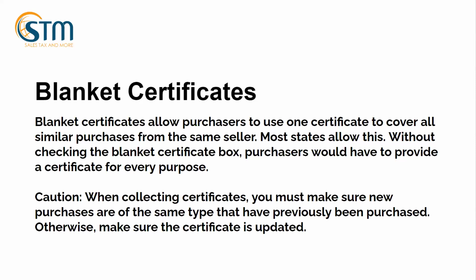Now, when collecting certificates, or even when making purchases, you must make sure that the new purchases are of the same type that have previously been purchased and disclosed on the certificate. Certificates have to have enough information. They can't be overly broad, but at the same time, they can't be too specific. Otherwise, you've got to worry about collecting new certificates with additional information on them. So make sure the certificate is updated for the type of purchase that you're making.